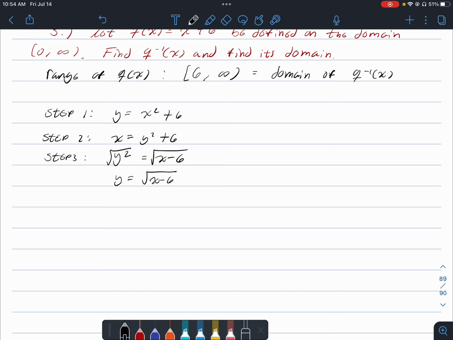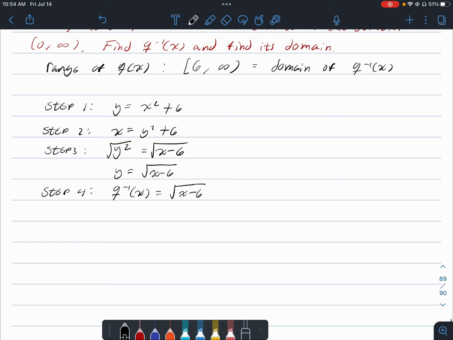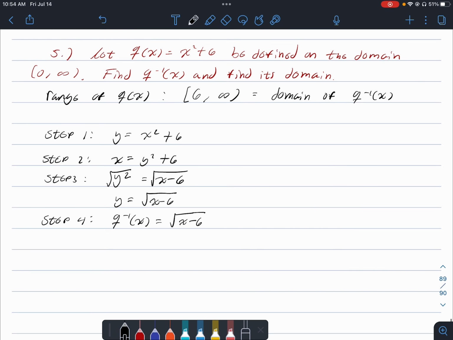Okay? So, step 4, we replace y with q inverse of x. We have q inverse of x is equal to the square root of x minus 6. Okay? Which makes sense that the domain would be 6 to infinity. We can't have anything less than 6 here, because if we had maybe 5 minus 6, we'd have a negative number, and we'd leave the real numbers altogether for that. So it makes sense that the domain here is 6 to infinity.